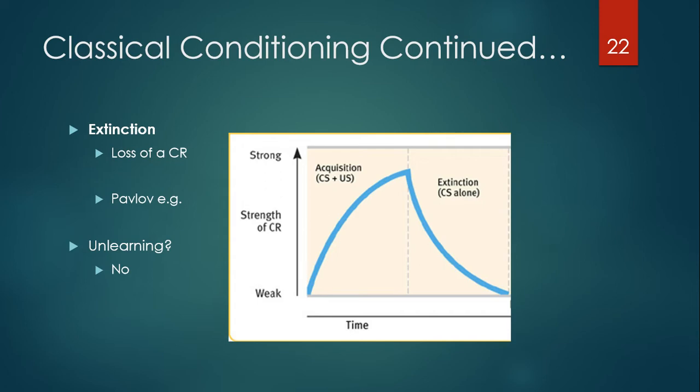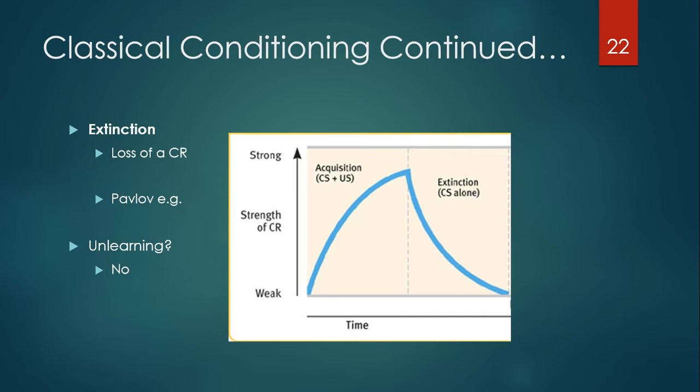And for a long time, this was thought to be unlearning. They were unlearning a learned association. But this is not quite the case. What the dogs are doing is they are learning a new association. They are learning that the bell is now paired with nothing. The bell is paired with a lack of a stimulus.